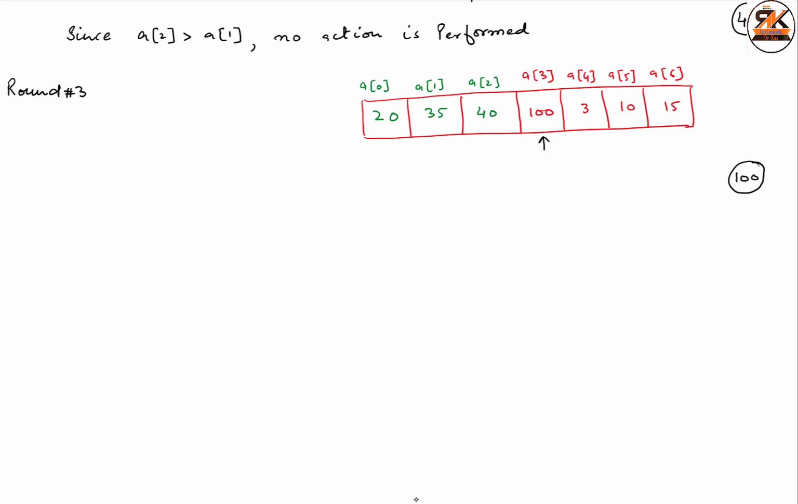So I'll write here, since A3 is greater than A2, again there is no action required, and we get a new list that is shown in round number 4.